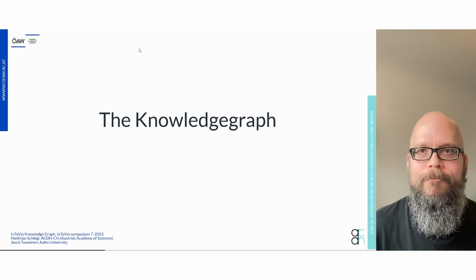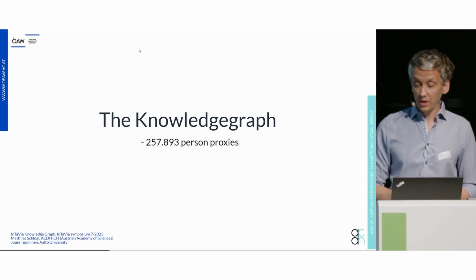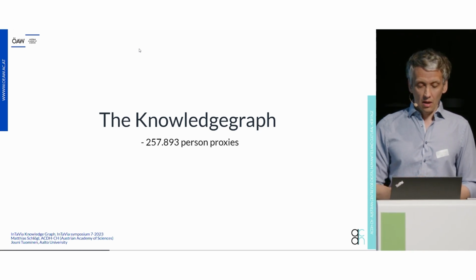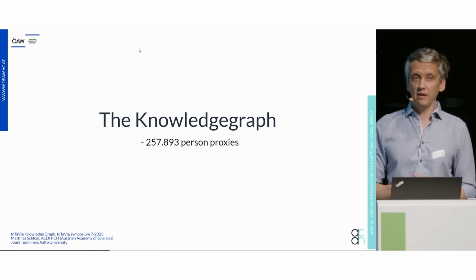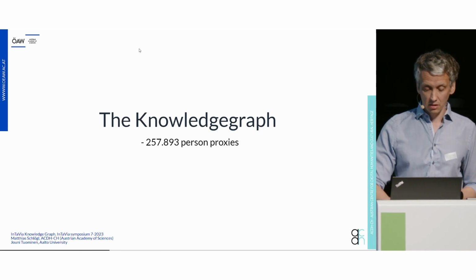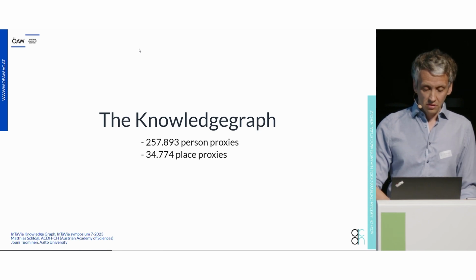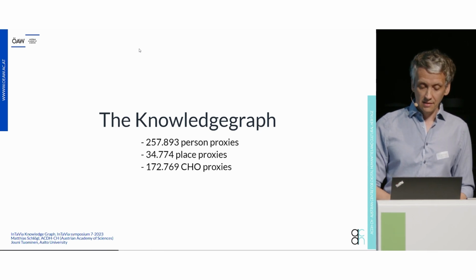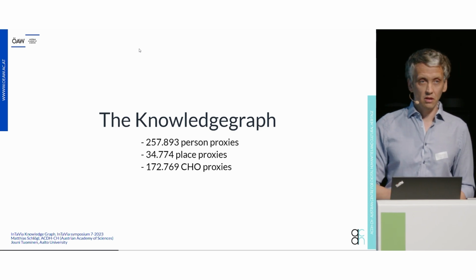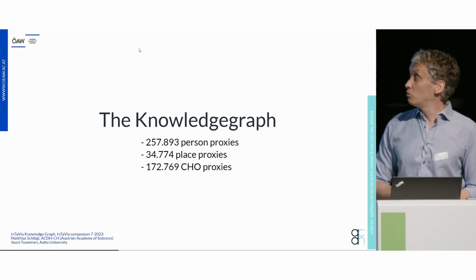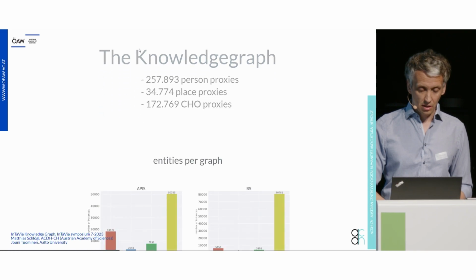Okay, so thanks, Jouni. I'm going to give you a quick introduction into the knowledge graph itself now. We have about 260,000 person proxies. These are not distinct persons. Jouni will show this in the IDM RDF, the ontology presentation, in a few minutes. But it is 260,000 data points on persons, basically. The same goes for places, approximately 45,000, and 170,000 cultural heritage objects that we imported from Wikidata and Europeana.